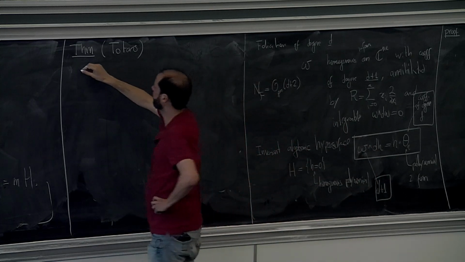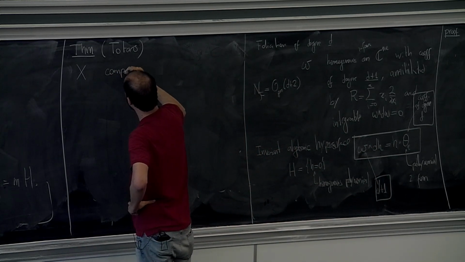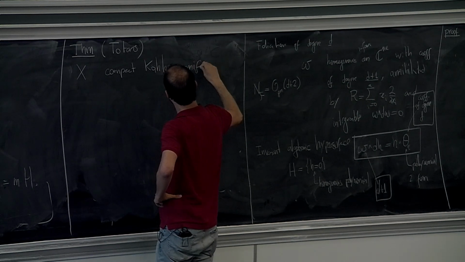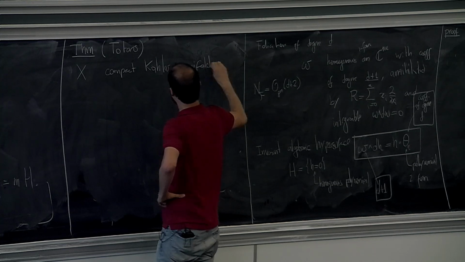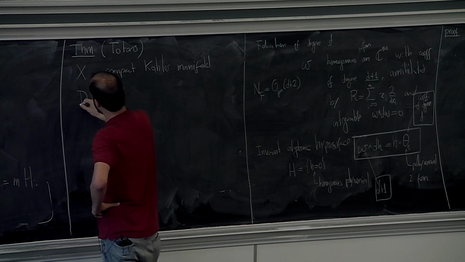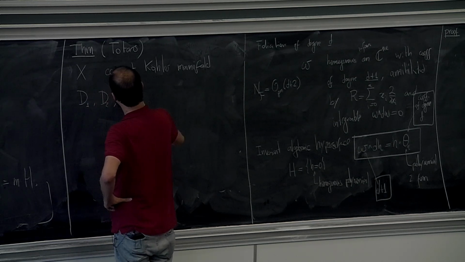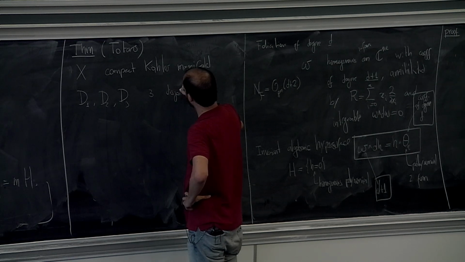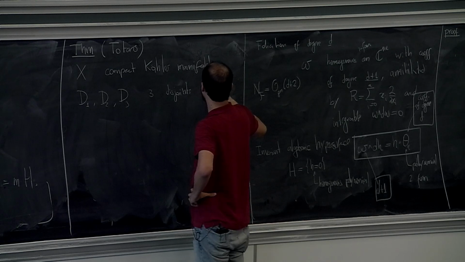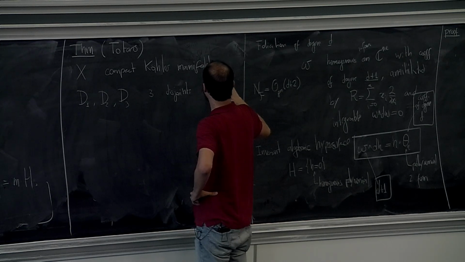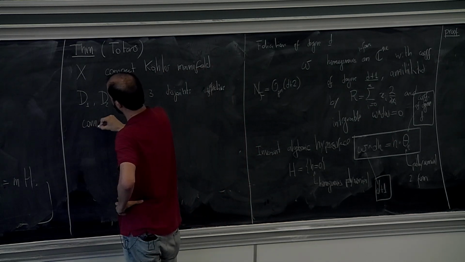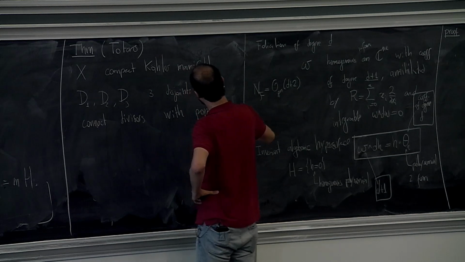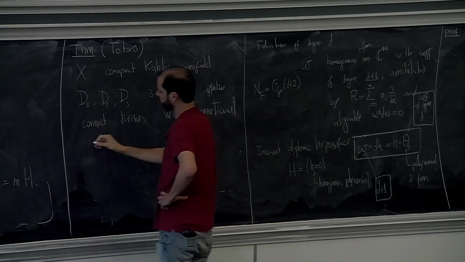So let X be a compact Kähler manifold, and let's assume that I have D1, D2, and D3, three disjoint effective connected divisors with proportional Chern classes.